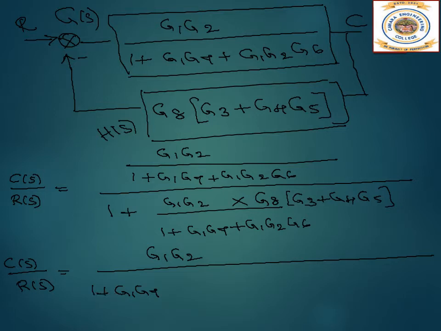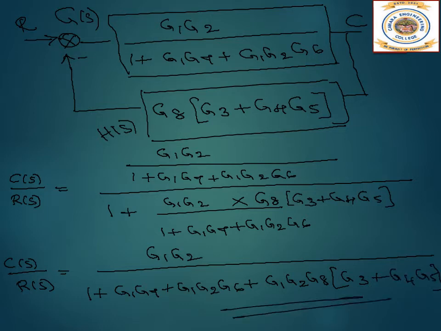Let me write this properly, okay. So this is 1 plus G1 G7 plus G1 G2 G6 plus G1 G2 G8 into G3 plus G4 G5. This is the final answer for the transfer function of the given block diagram.